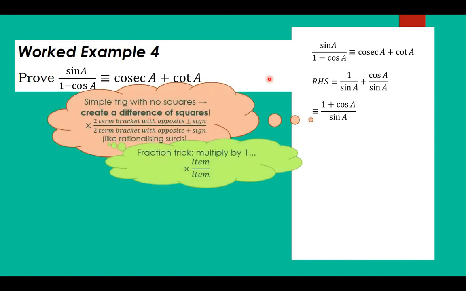Now, it looks kind of similar to where we're aiming for, but it's not quite the same. It's really annoying. These are really simple terms. There are no squares. Okay, we like squares because we can use the Pythagorean identity. Okay, so if we look at this 2 term here, if we multiply everything by 1 minus cos A, we're going to get a difference of squares. So it's a little bit like when you're rationalising surds with 2 terms in it.